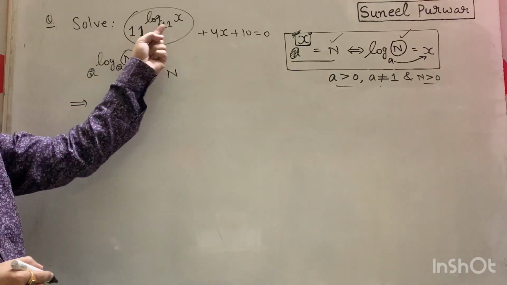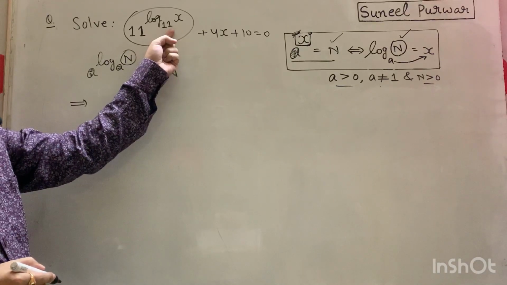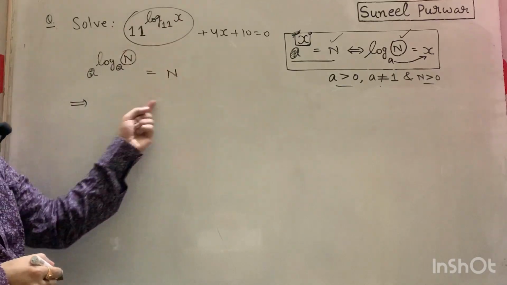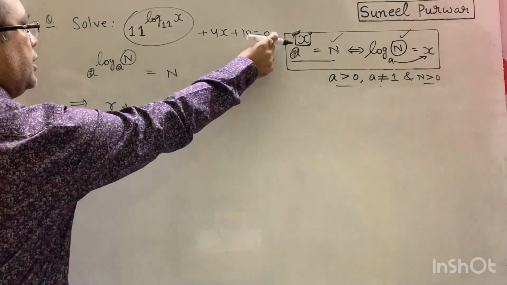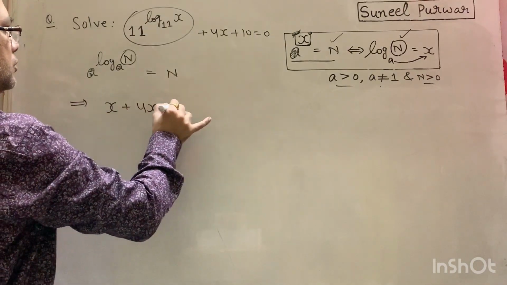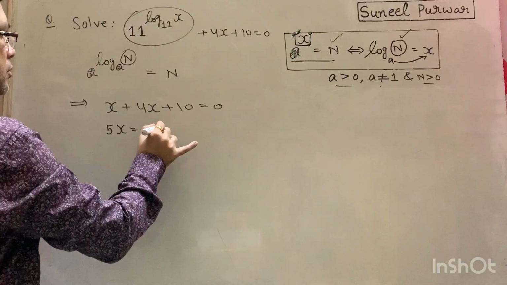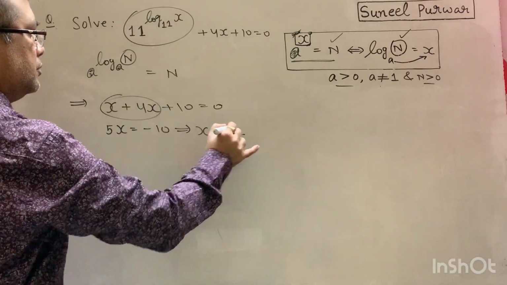11 is the base here, and 11 is also the base of the logarithm. So this value will become what? x as per this property. Plus 4x plus 10 equal to 0. That means you get 5x equal to minus 10. That means x equal to minus 2.